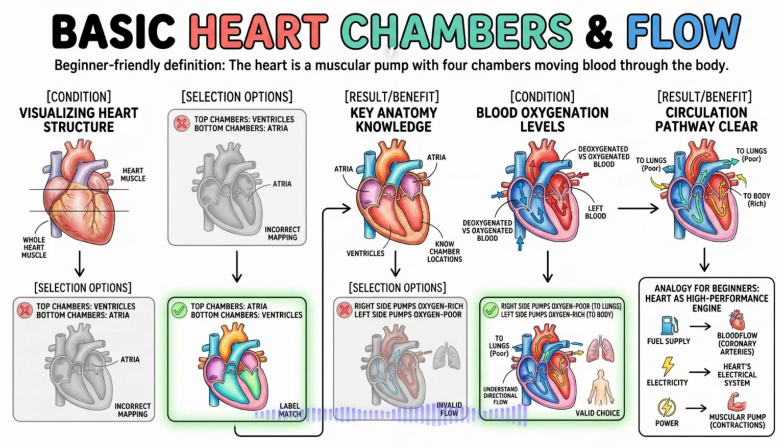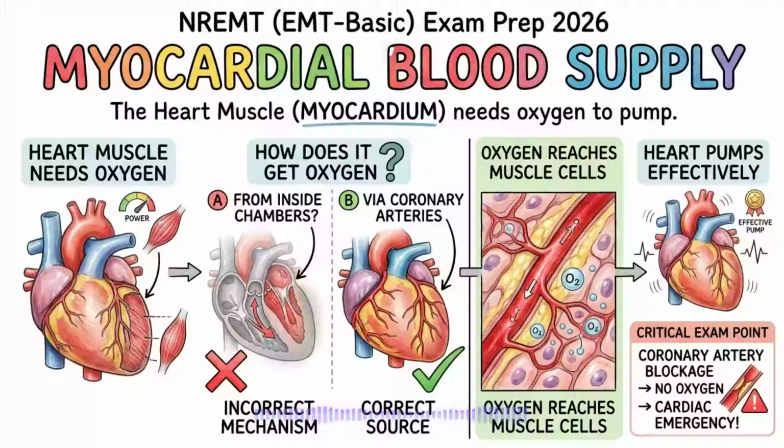You should visualize the heart as a high-performance engine, relying on a constant supply of fuel and electricity to keep the body functioning perfectly. The heart muscle itself, known as the myocardium, cannot extract oxygen from the blood inside its own chambers. Instead, it relies on a dedicated network of blood vessels called the coronary arteries, which wrap around the outside of the heart. These tiny arteries deliver oxygen-rich blood directly to the heart muscle cells, ensuring the pump has enough energy to beat continuously.